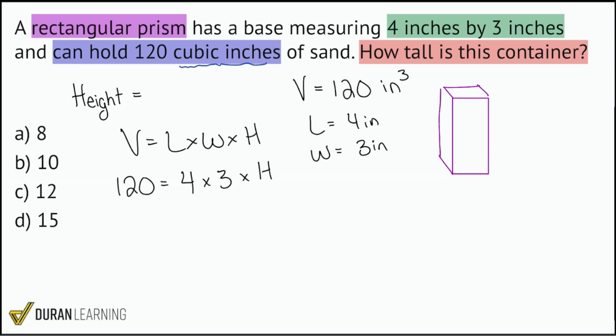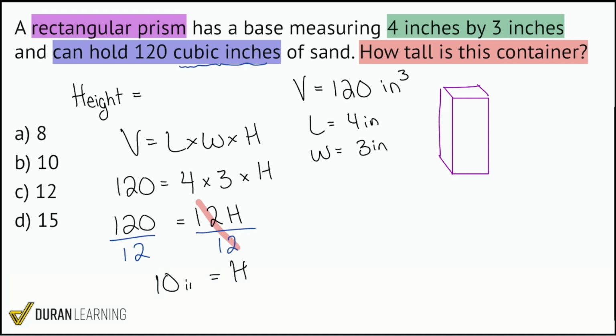So up next, let's just clean things up. 4 multiplied by 3, that's going to be 12. 12h. And then we have 120. So lastly, all we need to do is divide both sides by 12, and we are set. The 12 is canceled out, and then h equals 120 divided by 12, and that's going to be 10. 12 times 10 is 120. So there we go. There's our height, 10 inches. There we go. And the answer is B.